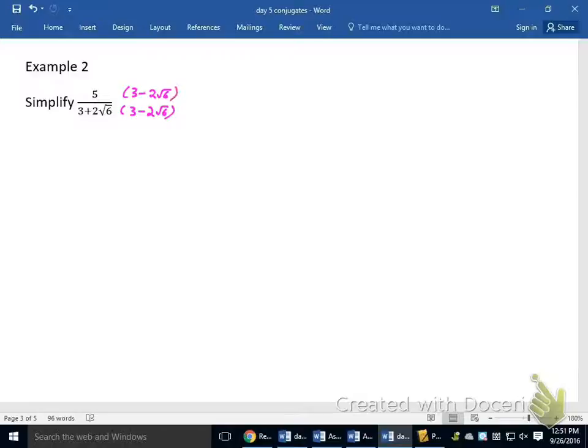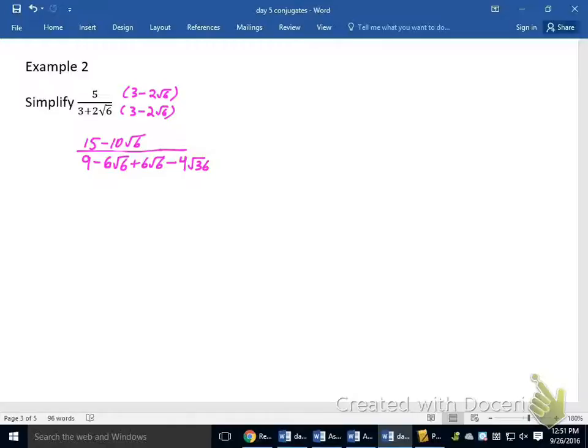And when I do that, the numerator would now be 15 minus 10 root 6. I distributed the 5 there. Down here on the denominator, I'm going to distribute the 3 here, so 3 times 3 is 9. 3 times negative 2 root 6 is negative 6 root 6. 2 root 6 times 3 is 6 root 6. And 2 root 6 times negative 2 root 6 is minus 4 root 36.